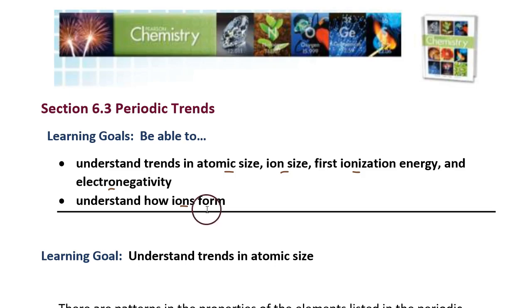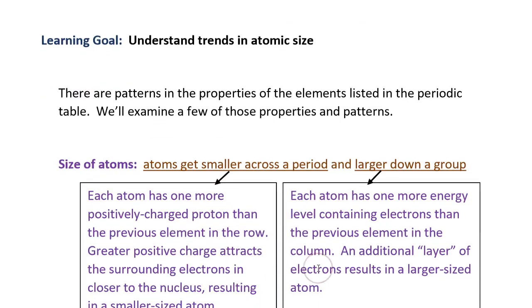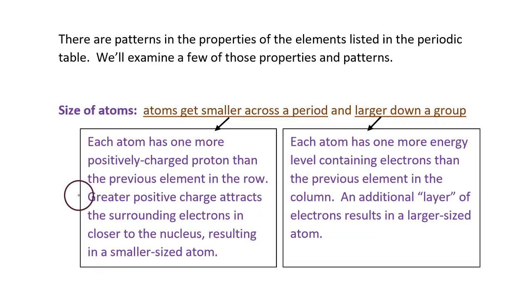Let's take some notes on that first learning goal. Understand trends in atomic size. Atoms are different sizes. In the periodic table, where are the smallest atoms located? Where are the largest atoms located? And are there any trends or patterns within the periodic table that we can use to predict relative sizes of atoms? With respect to atomic size, here are some general trends. Atoms get smaller across a period, and atoms get larger down a group.